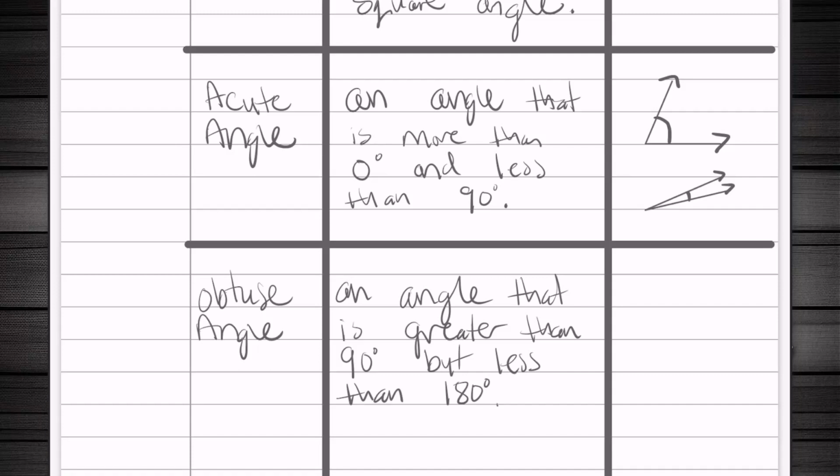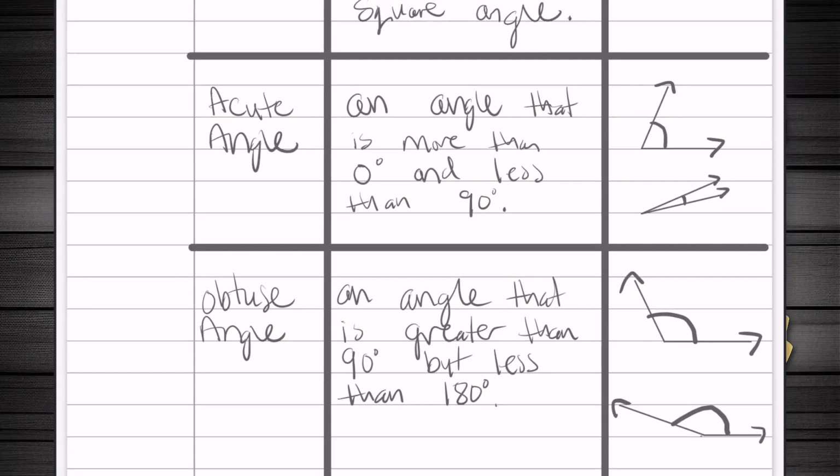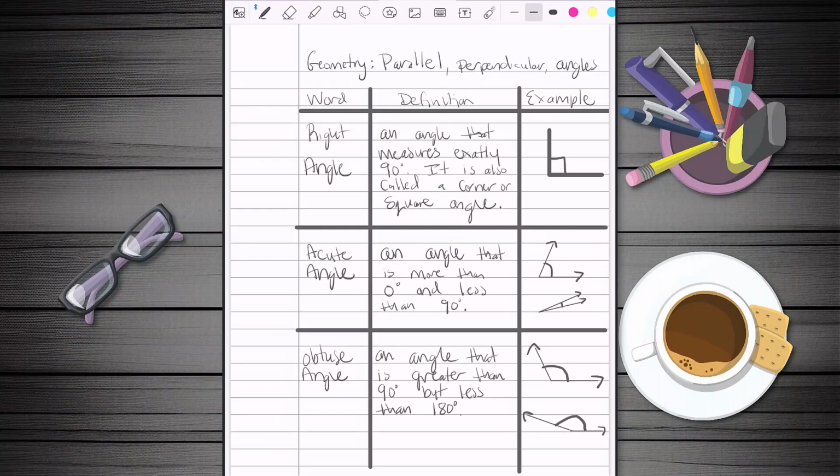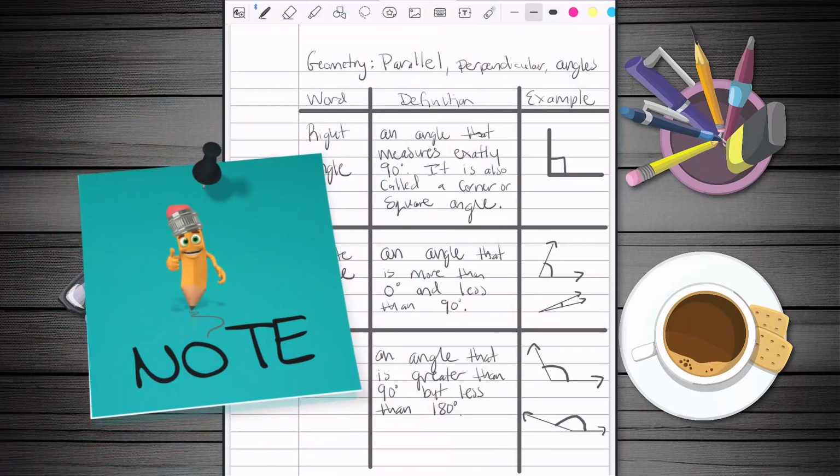Let's go ahead and draw a couple of examples. So I know that perpendicular lines would make a right angle. I'm going to make mine a little bit bigger than a right angle. And you can see that's bigger than a square or corner angle. And then I'm going to make a really big one. Now, a flat line would be 180 degrees. It's called a straight angle. But obtuse angles are not that big.